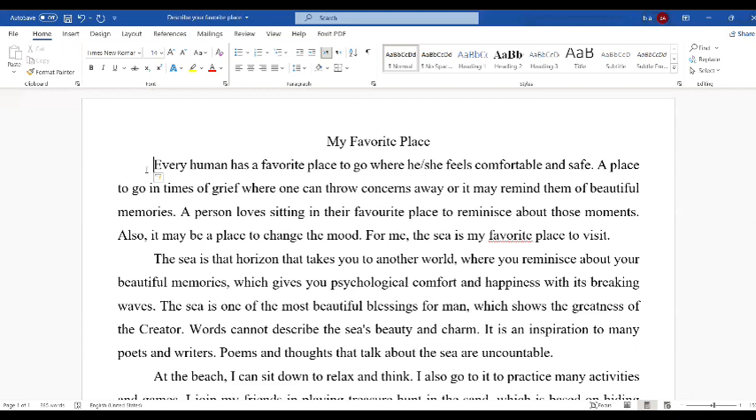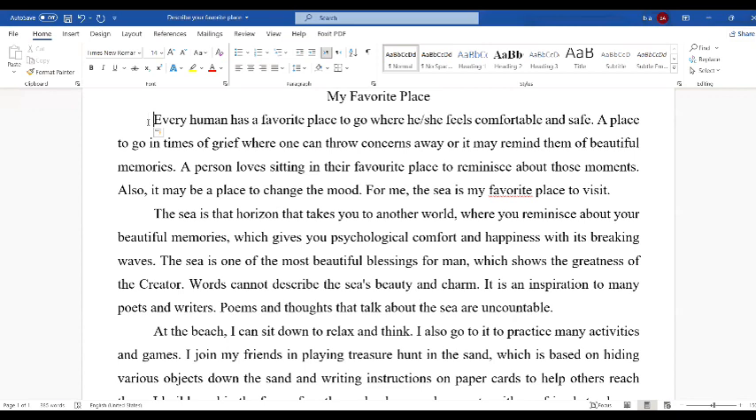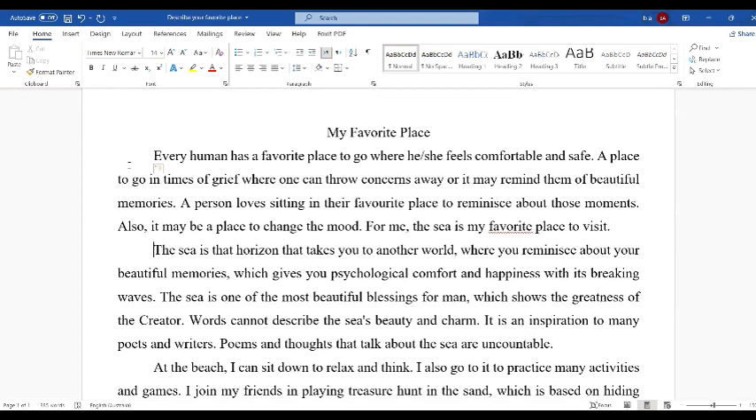This is important at the beginning of each paragraph, because we have to leave a space at the beginning of each paragraph, okay? Why? To make the beginning of each paragraph clear. So when a reader wants to read this essay, he will know that this is a paragraph, because we have a space here. And this is another paragraph, because we have a space here. This space in writing is called indentation.